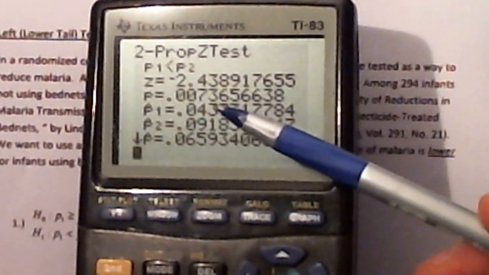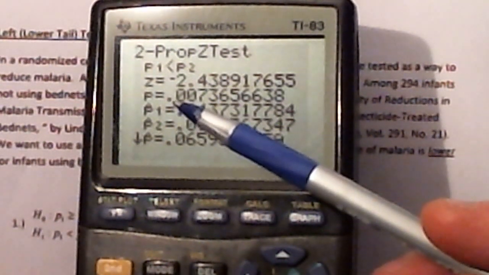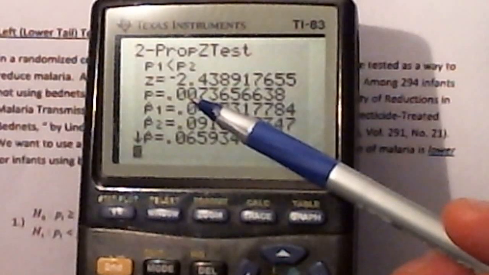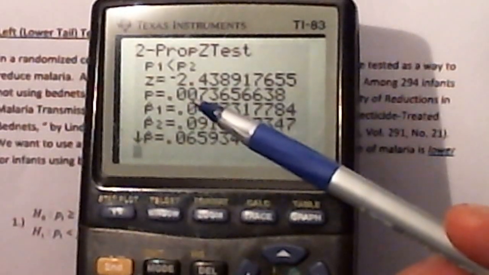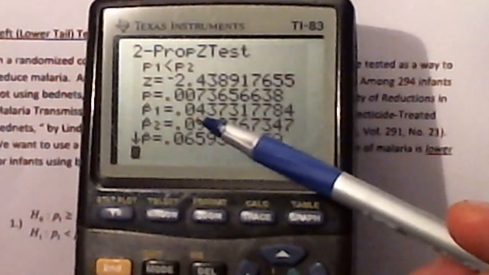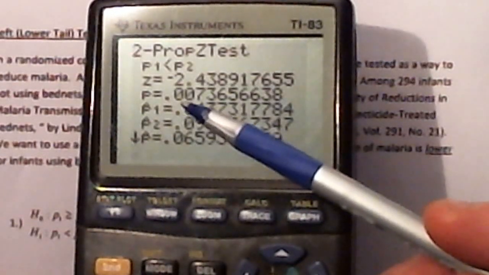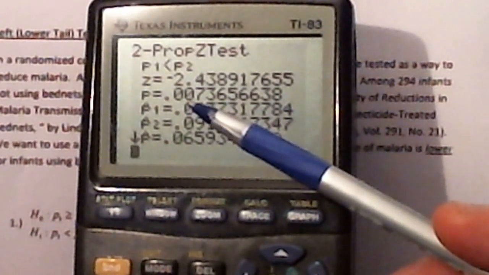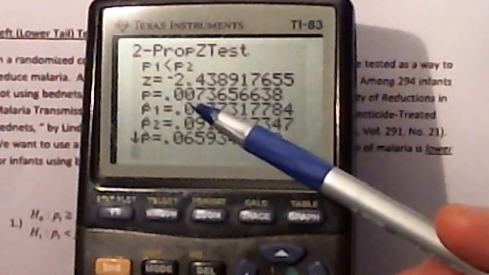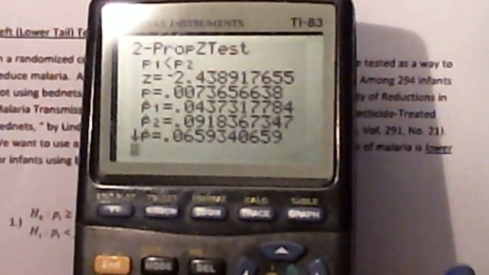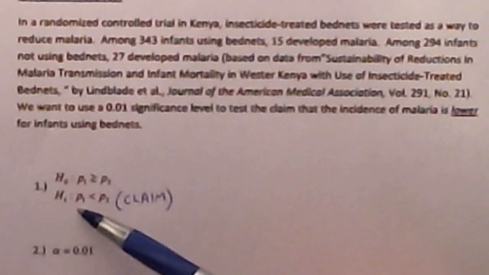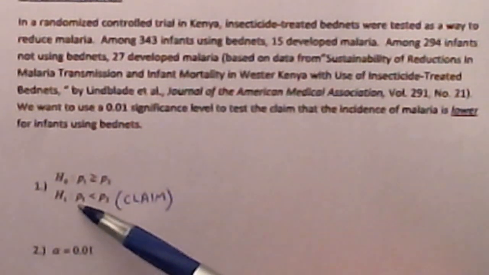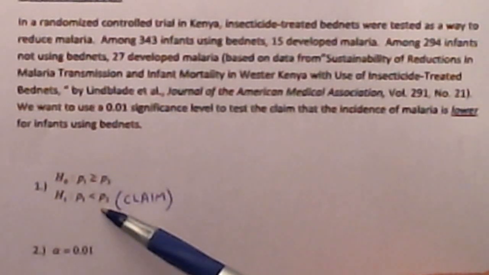Check your notes. But the most important number on the screen, of course, is the p-value. And notice the p-value is 0.0074-ish, and that's a very small p-value. It's definitely less than 1%, 0.01, and so therefore, since our p-value is less than our level of significance alpha, we're going to reject the null hypothesis and therefore conclude that it looks like the claim is being supported. The claim being that, yes, it looks like the proportion of infants that contract malaria is less for those that use bed nets as opposed to not using bed nets.